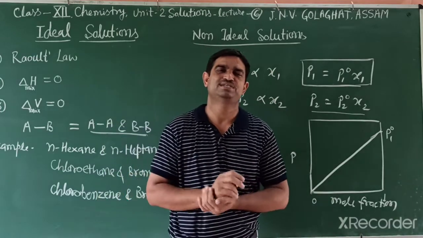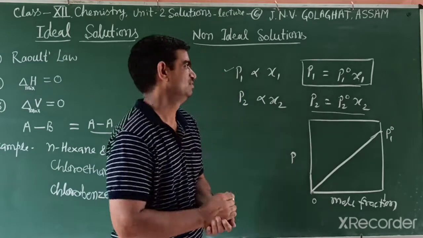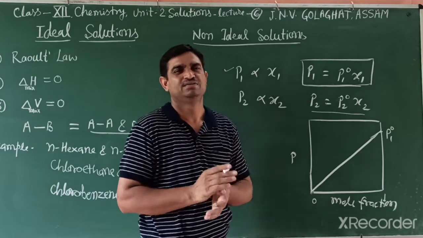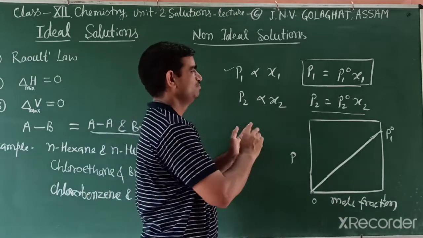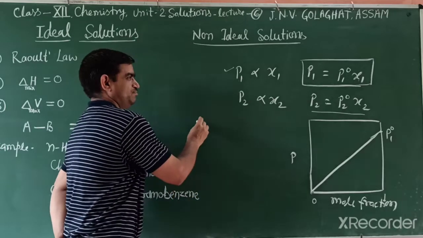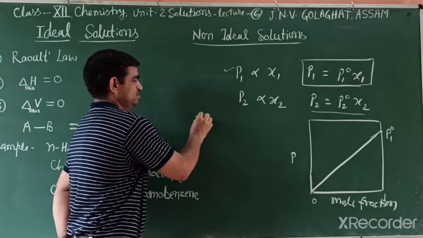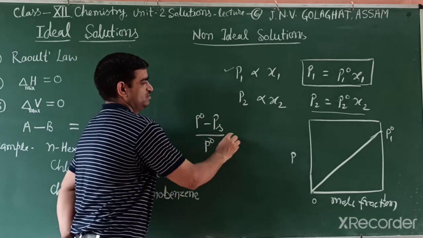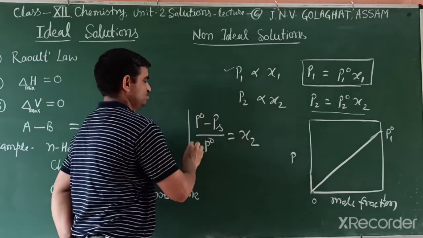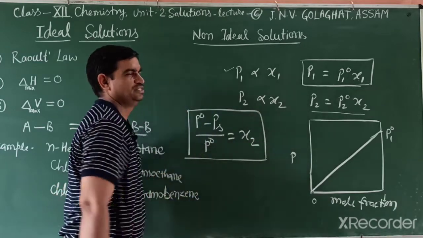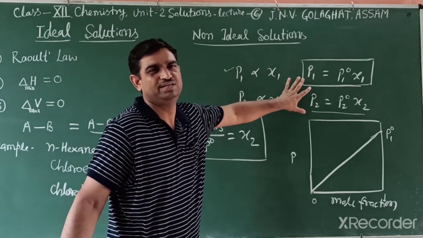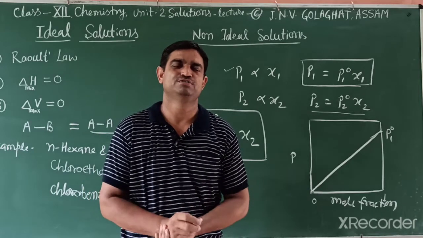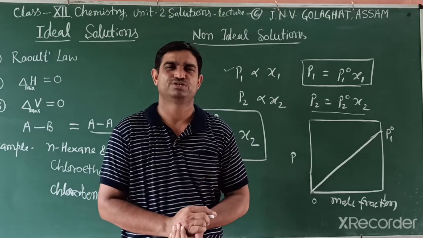If a non-volatile solute is dissolved, then what happens? The number of particles only depends on the solvent particles. We already studied this in an earlier video, so we only revise it. The relative lowering of vapor pressure, P0 minus Ps divided by P0, is equal to the mole fraction of the solute. We already studied that these two forms are Raoult's law. We are only summarizing. Students, today our topic is what is an ideal solution and a non-ideal solution.